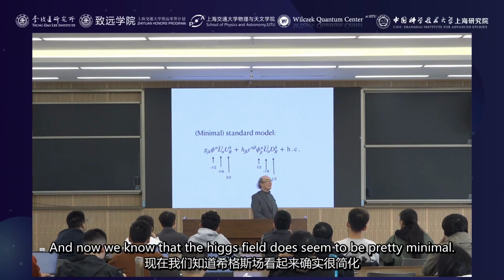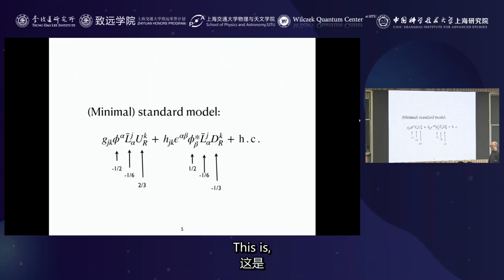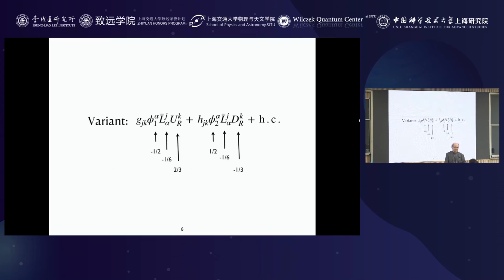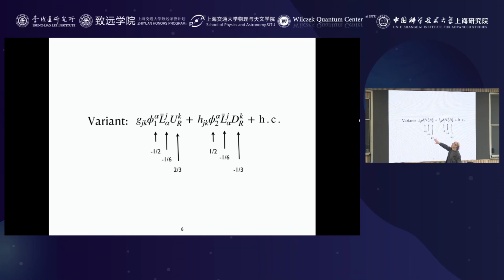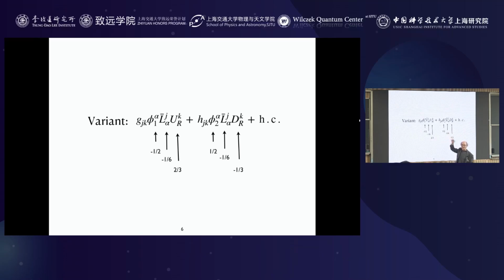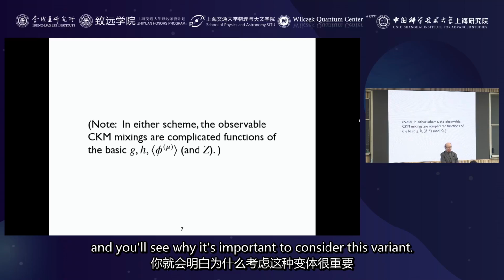And now we know that the Higgs field does seem to be pretty minimal, so this is actually what we have. We're also, however, going to consider a variant where we have two Higgs fields, and we don't use the complex conjugate. And you'll see why it's important to consider this variant.